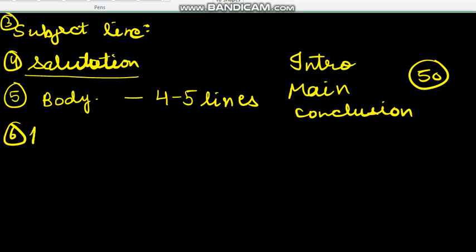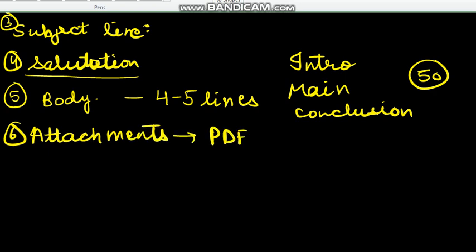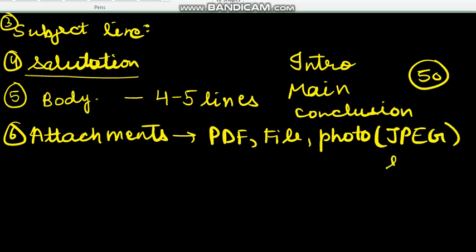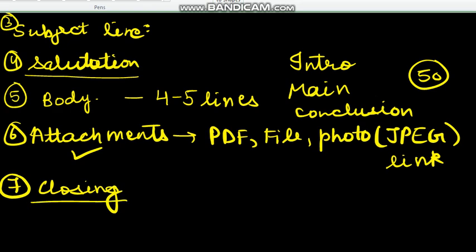The next part we will see is the attachments. What do we mean by attachments? When in an email you have to add any PDF, any file, any photo, which we also say JPEG, or any link, these things can be attached to the email, and these are referred to as attachments. The last one is the closing. Closing is that part where you will be ending your email. You can write it by giving some respect or something like thank you. This will be your closing part.